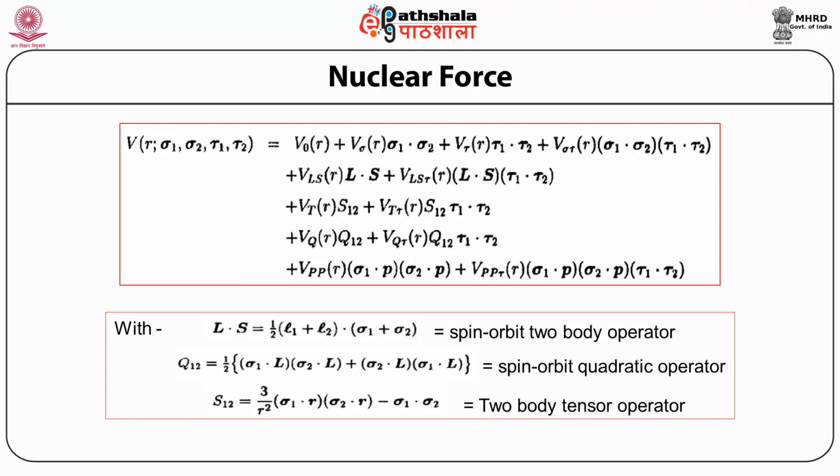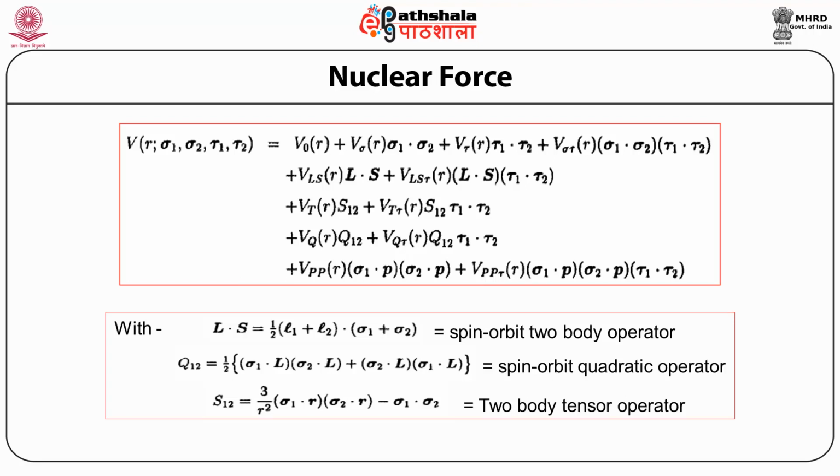Also it includes terms with spin values like V_σ σ1 dot σ2, where σ1, σ2 are the intrinsic spin values for the nucleons. Similarly V_στ, σ1 dot σ2. Also it has terms which depend upon τ1 dot τ2. τ1 dot τ2 means they are the isospin values.